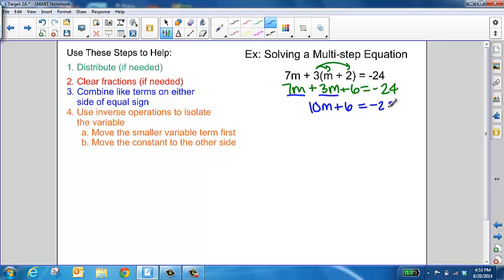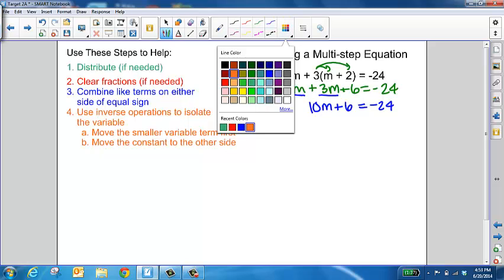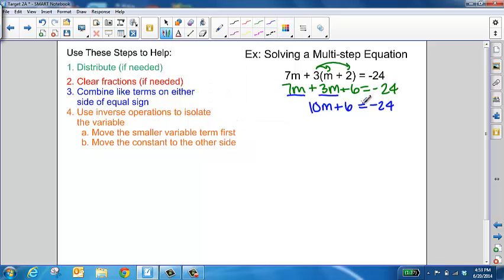equals negative 24. Now, when you get to the last step, which is using inverse operations to isolate the variable, what you're going to do is draw a dividing line down that equal sign. That way you know whatever you do to the left-hand side of the equal sign, you need to also do on the right-hand side. The first thing is to move the smaller variable term first if we have two variables. But as you can see, there's no variable on the right-hand side. So what we're going to do then is move the constant to the other side.